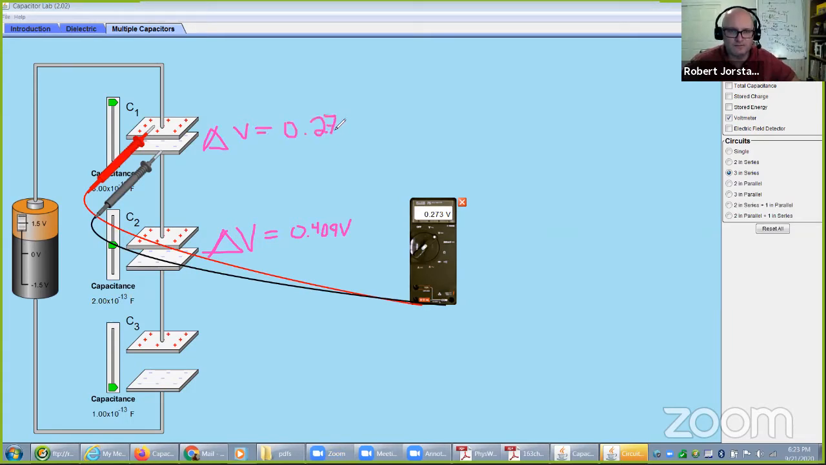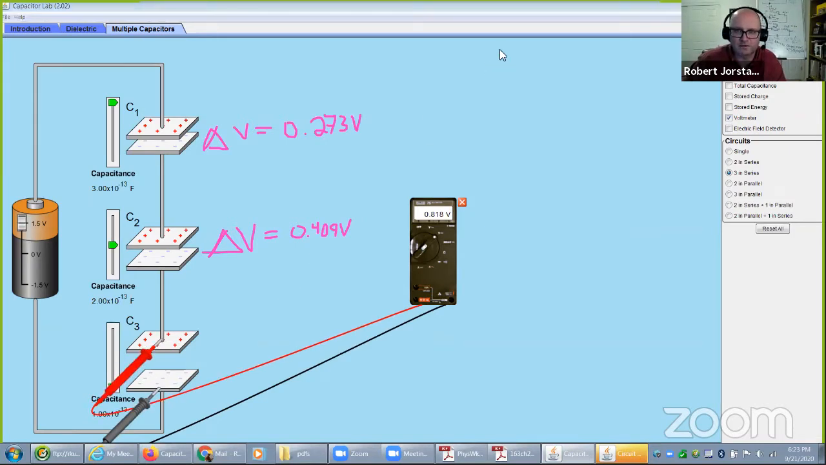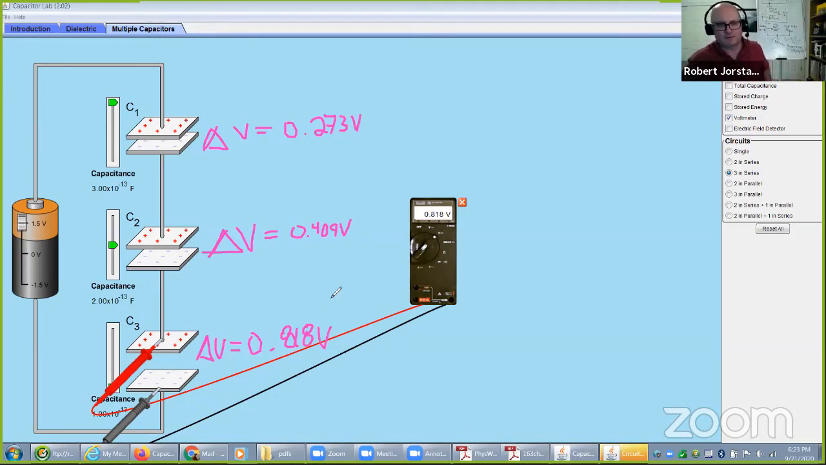0.273. And so how much should be left for the last one? 1.5 minus that, right? Yeah, let's just go do it. So if I come down to here, all right, we see that the smallest capacitor actually has the largest voltage. And if you add those all up, it's probably really close to 1.5, perhaps off in the third digit where there's rounding. Okay, so looking pretty good.